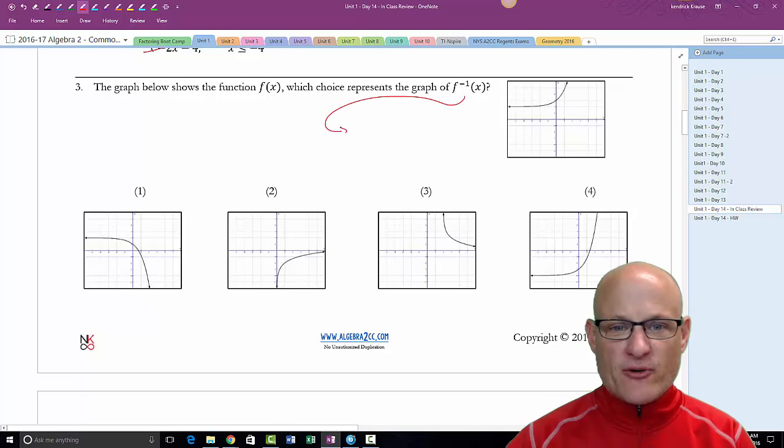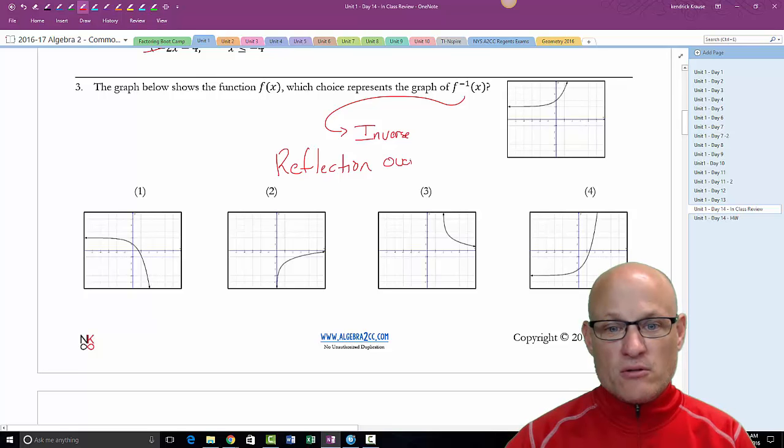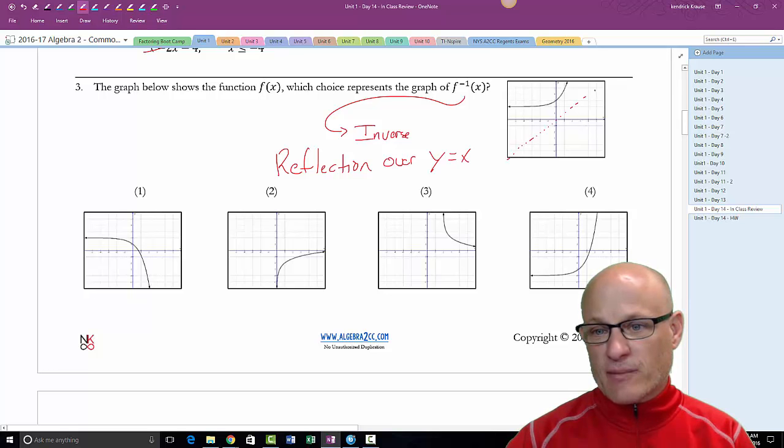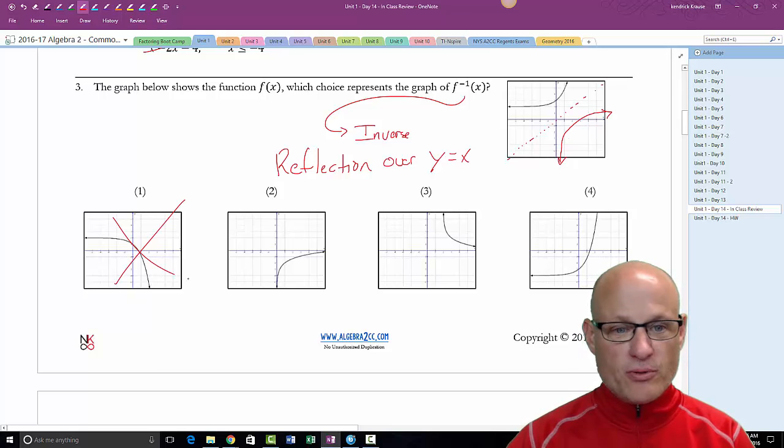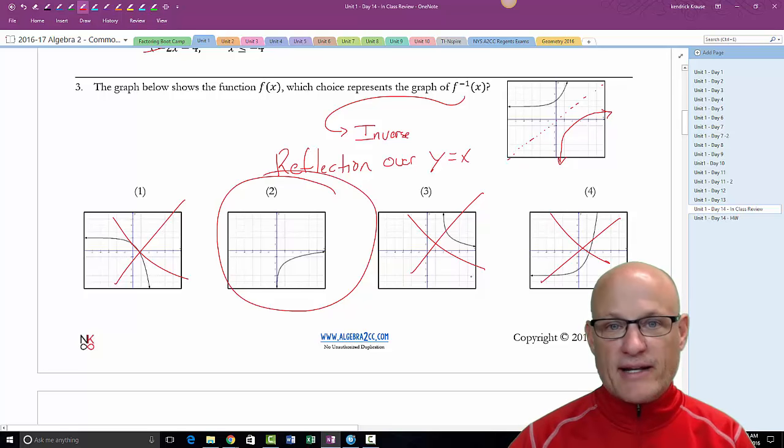Remember, this stands for inverse, right? And inverses are really just reflections over y equals x. So if I was just to draw the line y equals x in and say, okay, I'm going to reflect this over this, wouldn't it look something like that? So now I'm like, okay, they look like reflections of each other. Let's see. Nope. That's a good one. Nope. And nope. Looks like this is our winner right here. Number 2. All right, that's it.